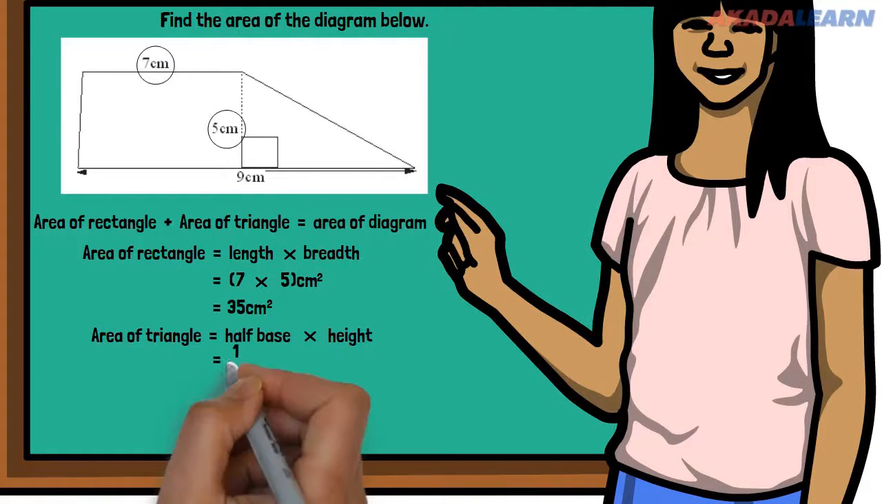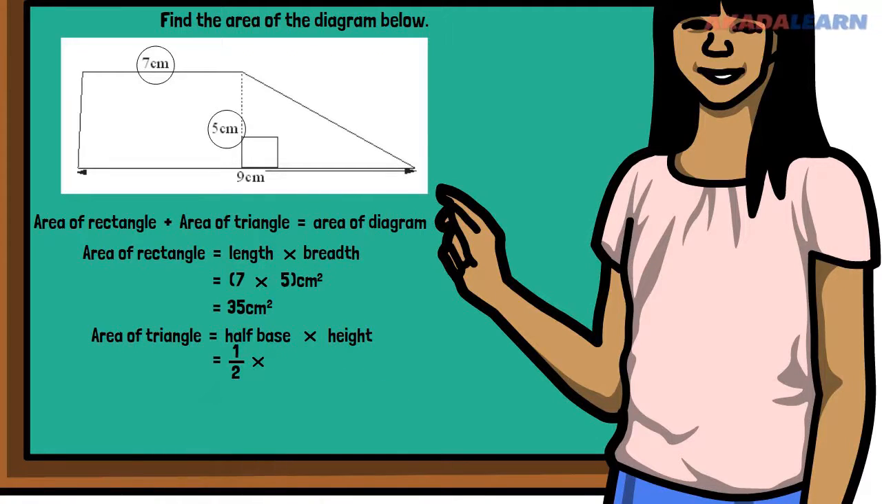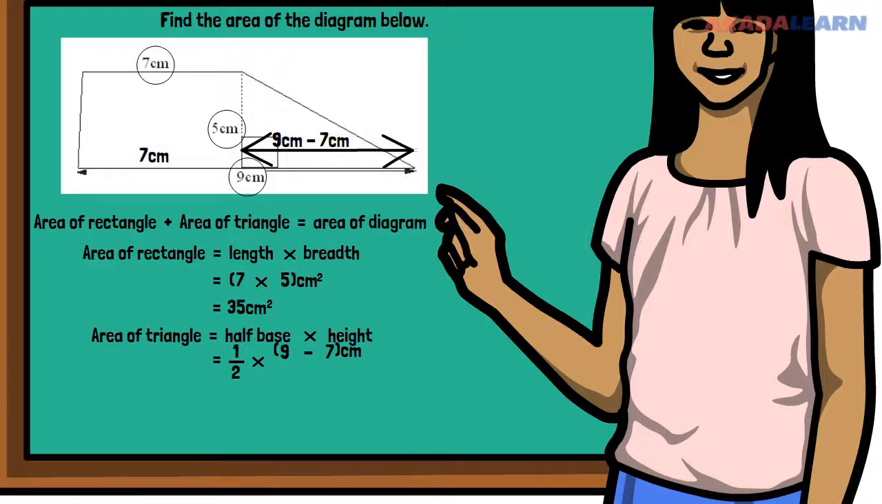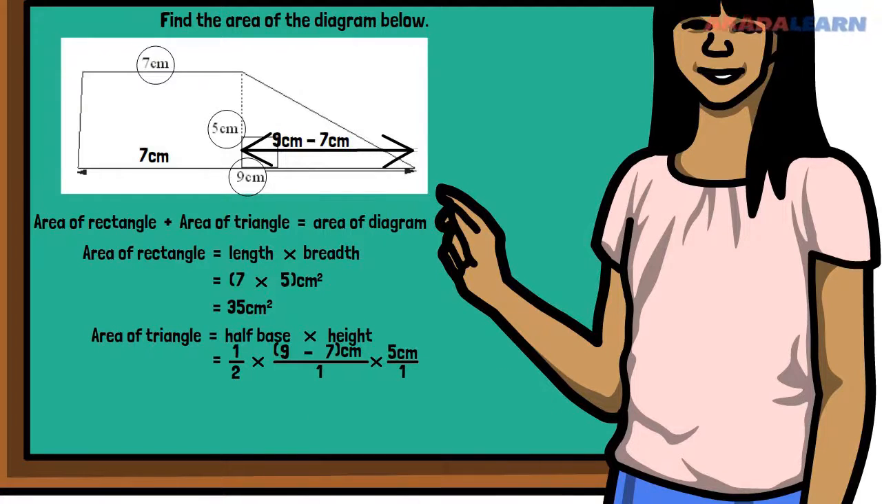So we can see now that that's 1 over 2 times, so half of the base. We can see the base is 9 cm totally here, but we know that the opposite side is 7 cm from the rectangle and then 9 cm is the total of the whole length. So this side will be 9 cm minus 7 cm, of course. So times 9 minus 7 cm over 1 times height, that's 5 cm over 1.